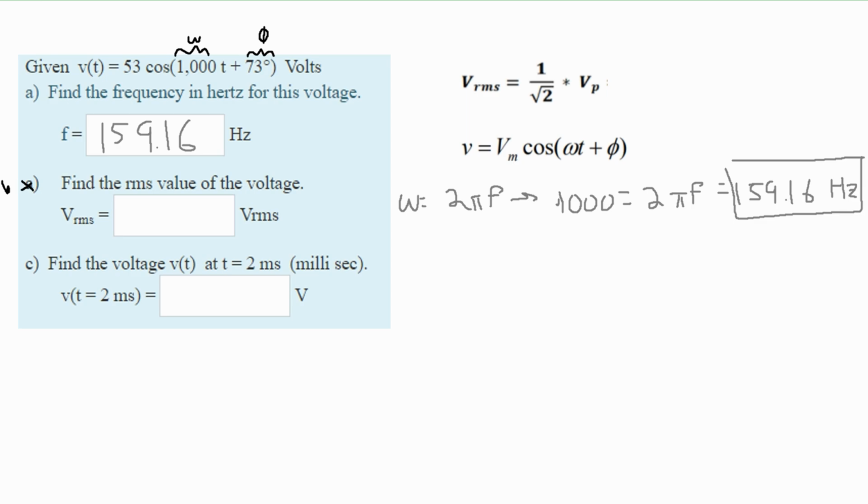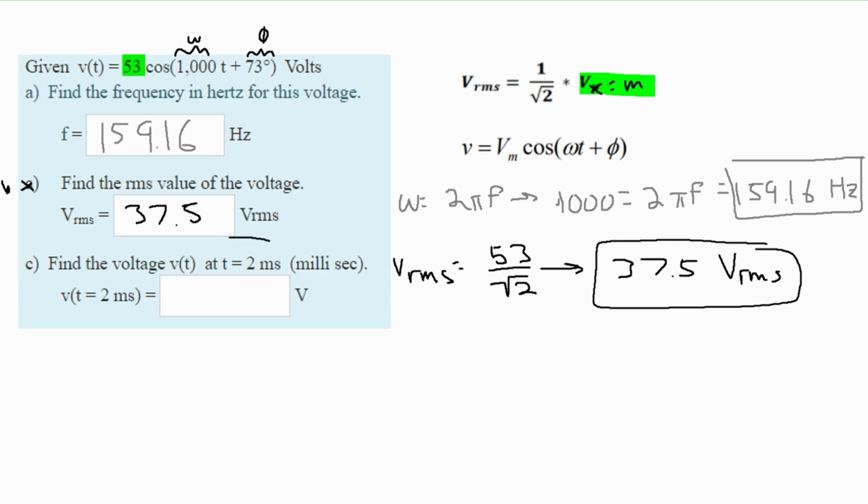Now we are going to look at part B, where we need to find the RMS value of the voltage. For this, we are going to use this formula right here. We have that our Vrms is equal to Vp over root 2. Our Vp can also be called our Vm. And our Vm right here is going to be this value. Vm is always whatever is in front of our cosine. And after we plug this into a calculator, we're going to get that our Vrms is approximately equal to 37.5, and this is our Vrms.